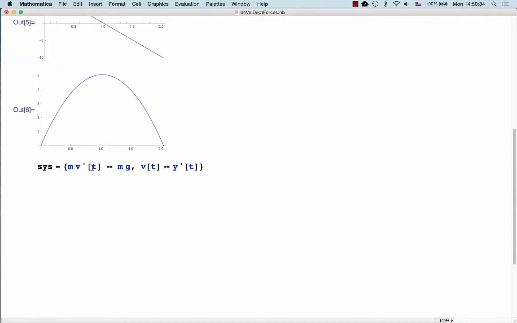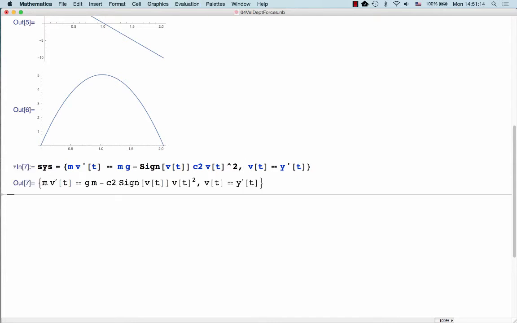All right, so for quadratic air resistance, the system is now going to be mg minus, and here I have to get the right plus or minus sign, and the sine function returns +1 if the thing's positive, -1 if the thing's negative. So the sine of v of t, we'll times that by c2, and then times that by v of t squared. And everything else stays the same.